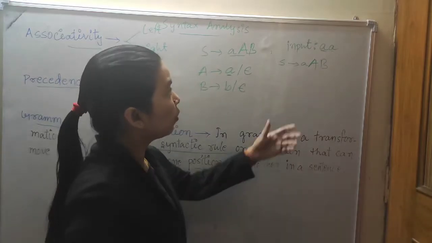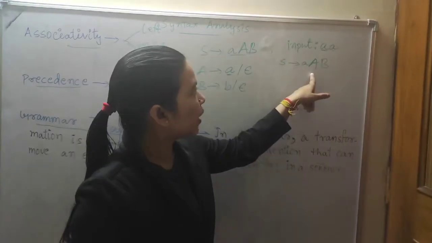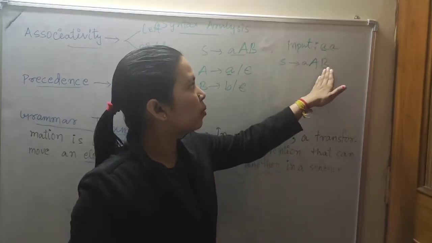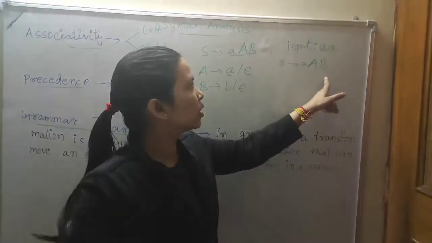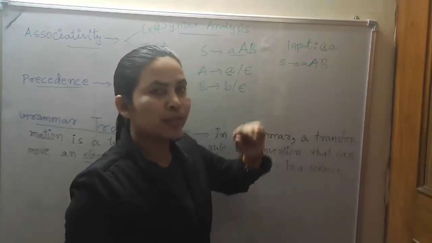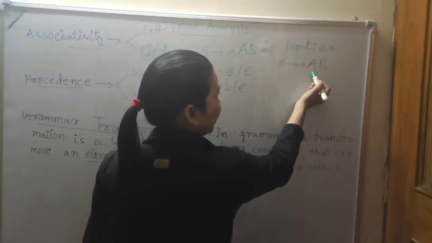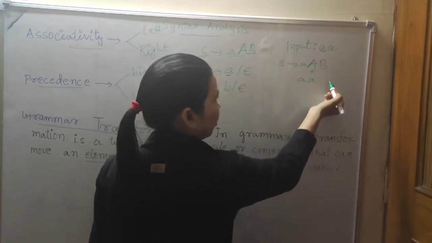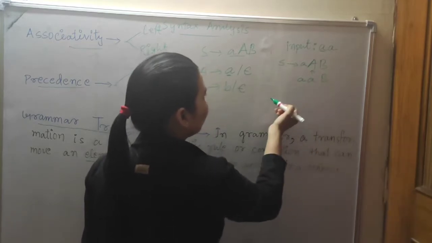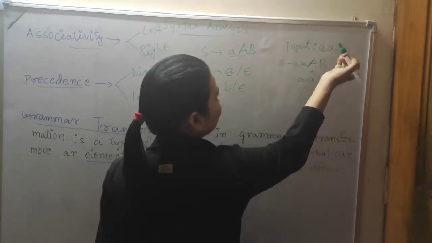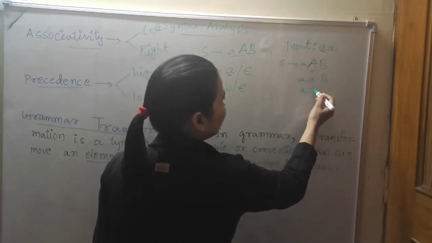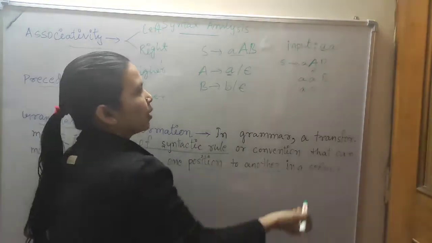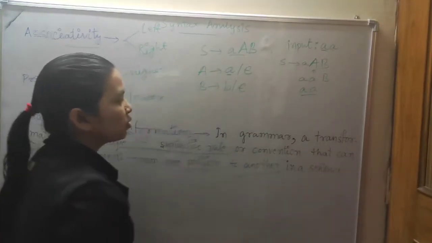Here also it is left and right. If I solve the first letter first, then it is left associative. If I solve the last rightmost letter first, it is called right associative. So if I take this A first, then this B will come. And from this B, if the input is only two A's, then what will we do? AA, what is B's form? I will not take B, I will take only epsilon. So this is the sentence form.